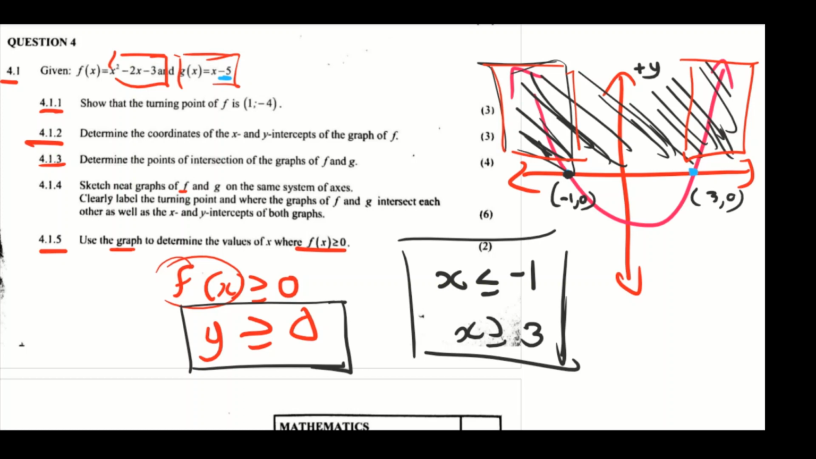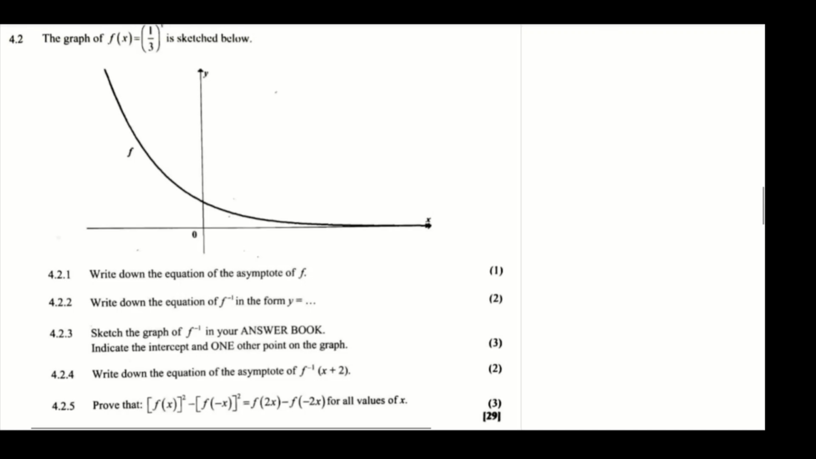So now let's go to this question here, 4.2. Actually, let me do it in another video. Please check the description of this video to find 4.2.